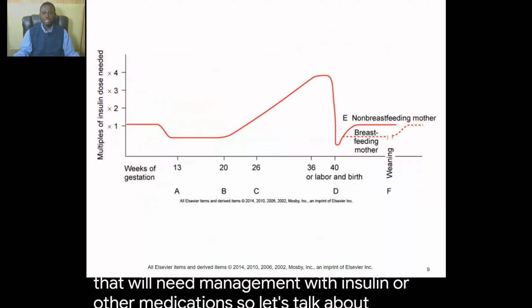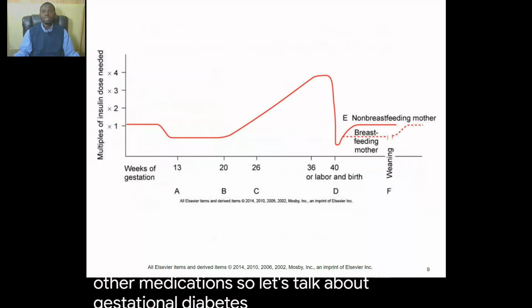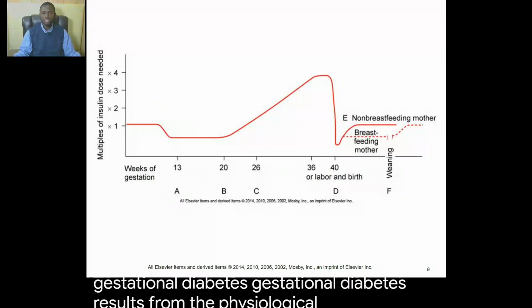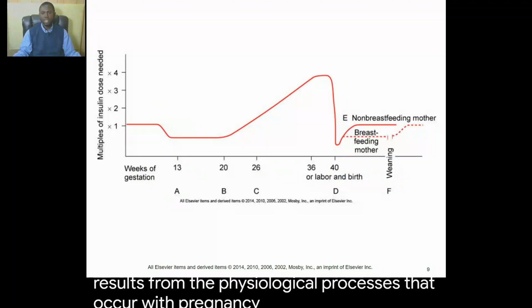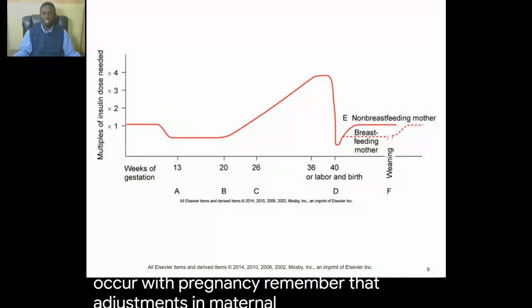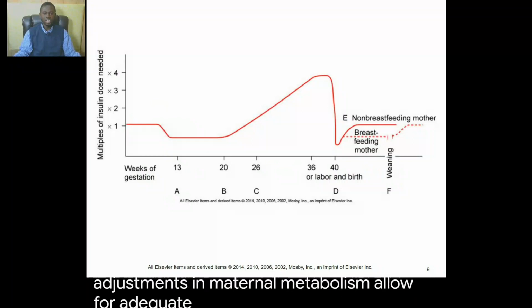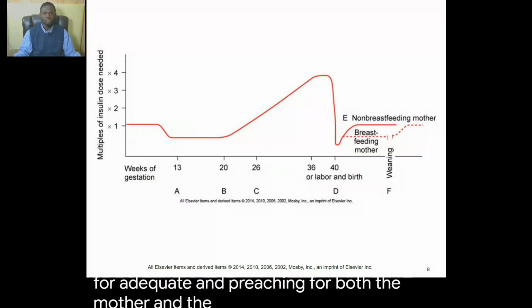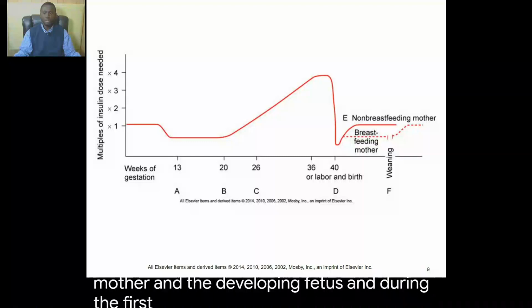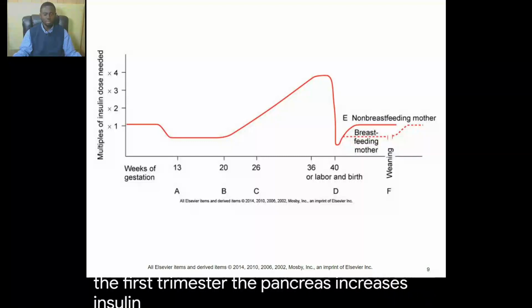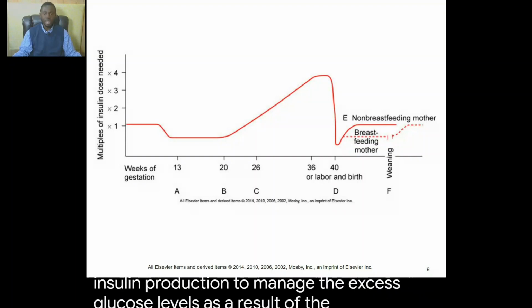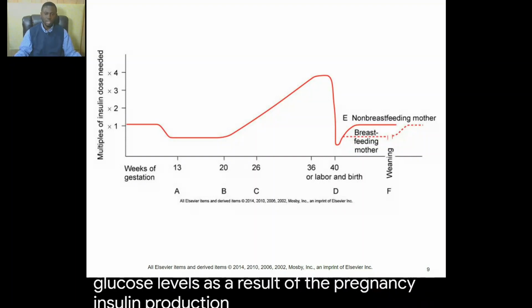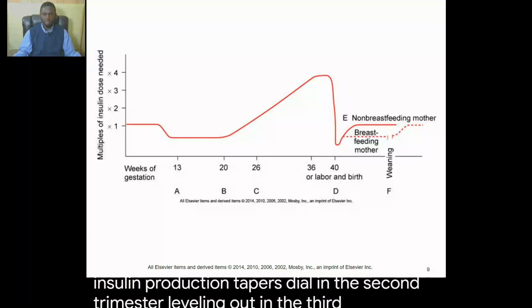So let's talk about gestational diabetes. Gestational diabetes results from the physiological processes that occur with pregnancy. Remember that adjustments in maternal metabolism allow for adequate nutrition for both the mother and the developing fetus. During the first trimester, the pancreas increases insulin production to manage the excess glucose levels as a result of the pregnancy. Insulin production tapers down in the second trimester, leveling out in the third trimester.